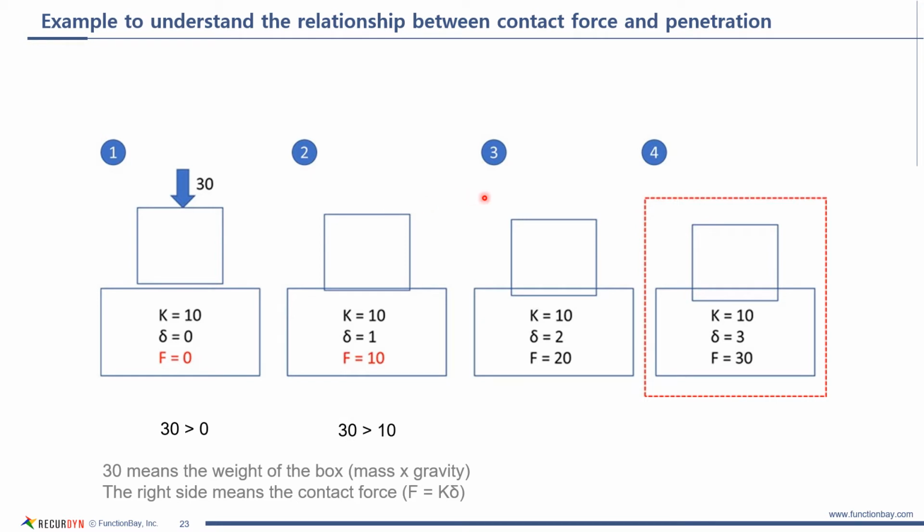In case 3, 30 is still greater than 20. The box still moves downwards. In case 4, finally, the force equilibrium is achieved. 30 equals 30. Here, to help your understanding, it was explained as if delta is very big, but in reality, delta is very small.